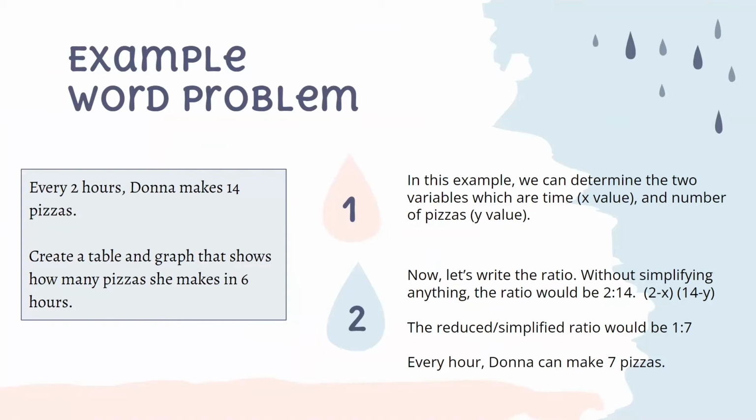Now let's write the ratio. Without simplifying anything, the ratio would be 2 to 14. 2 would be the x value and 14 would be the y value. The reduced or simplified ratio would be 1 to 7. Every hour, Donna can make 7 pizzas.